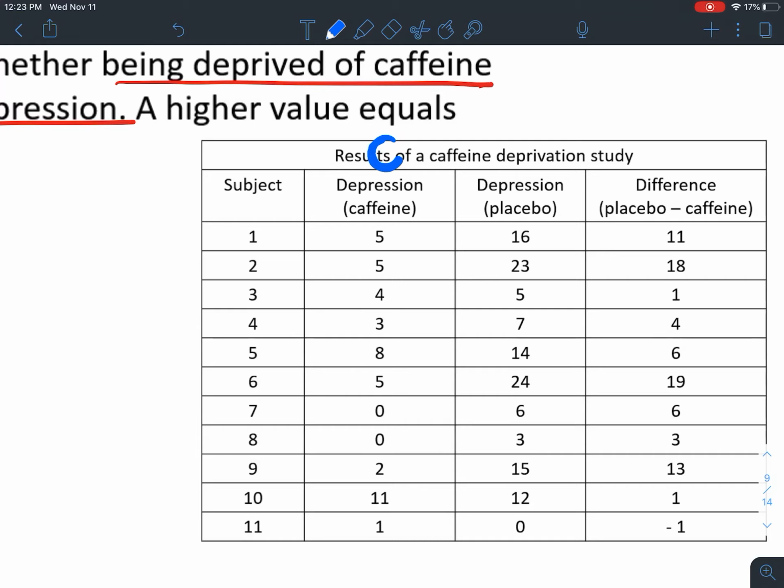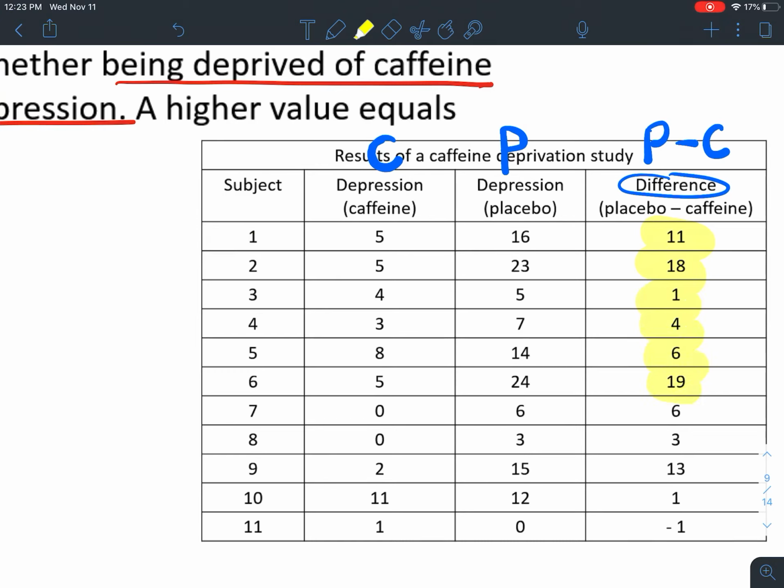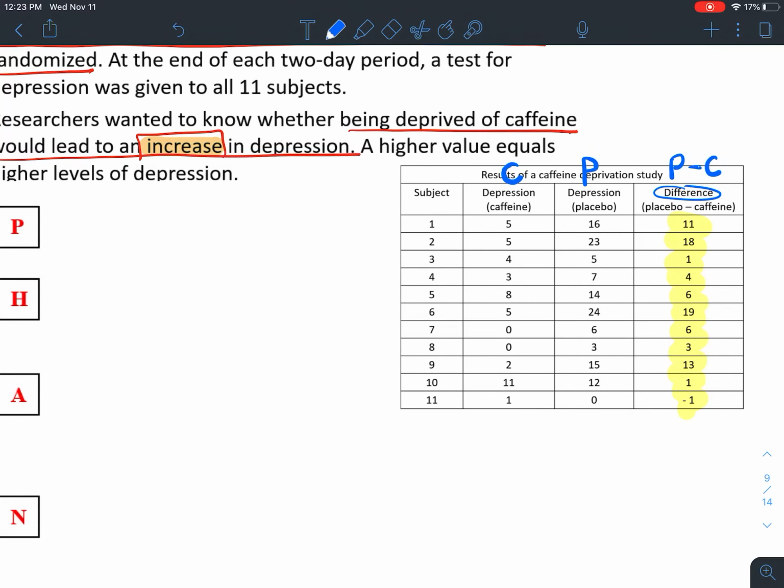Okay, and then the levels of depression for the people who were just given the placebo pill. And then notice in the third column, these are our differences, and they did placebo minus caffeine. So be very careful with that. It's actually this column minus that column. Okay, so I'm going to go ahead and just highlight that column because this is the set of data that we're interested in. We're interested in the differences between placebo and caffeine pill.